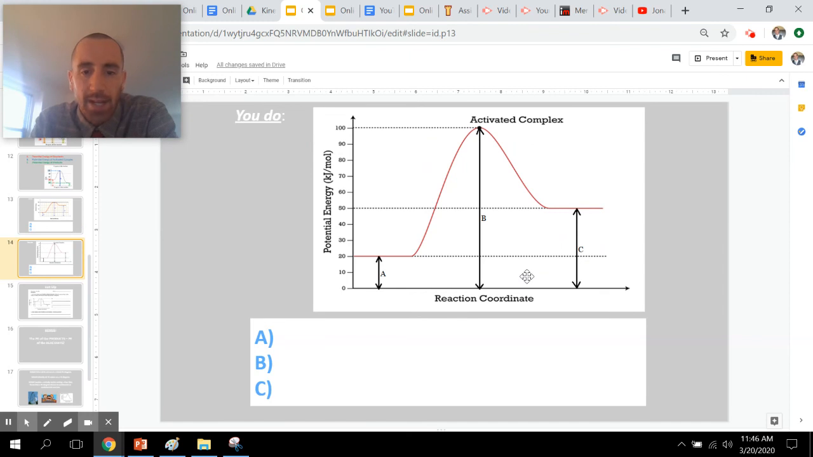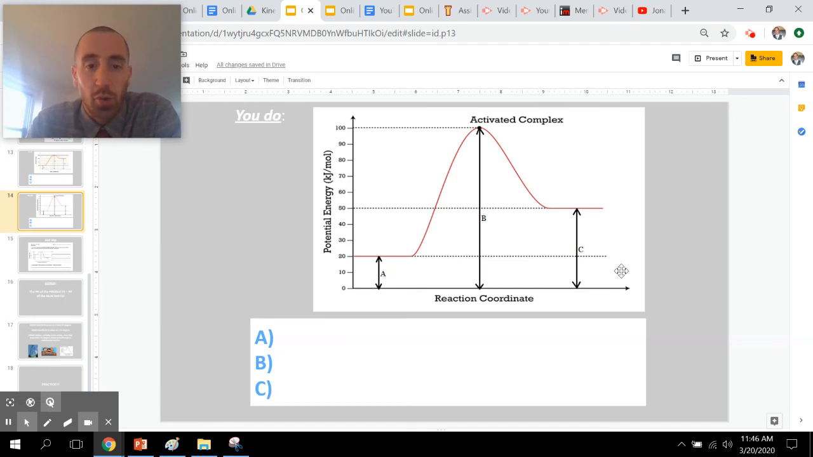Okay, again, name the arrows, tell me the values, and then we'll go. Pause the video. And we're back. I'm just going to do it verbally very quickly because I would imagine this is getting pretty easy. A is the potential energy of the reactants, and it has a value of 20 kilojoules per mole. B is the potential energy of the activated complex. It has a value of 100 kilojoules per mole. And C is the potential energy of the products, and it has a value of 50 kilojoules per mole.